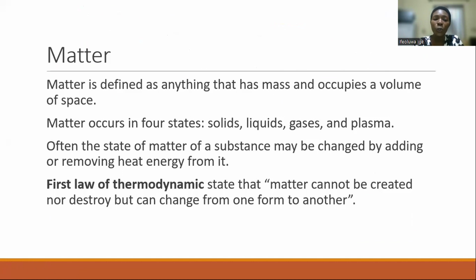Now, it is important to note that matter occurs in 4 states. We have the solid state, the liquid state, the gaseous state, and plasma. The plasma state is what we call ionized gas.